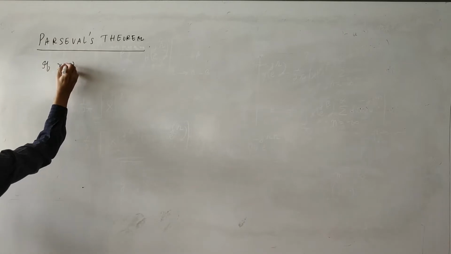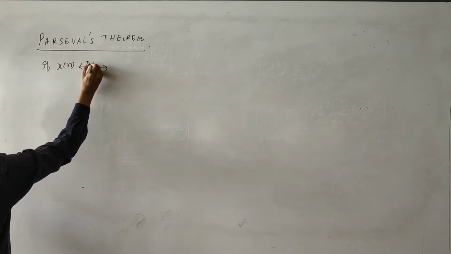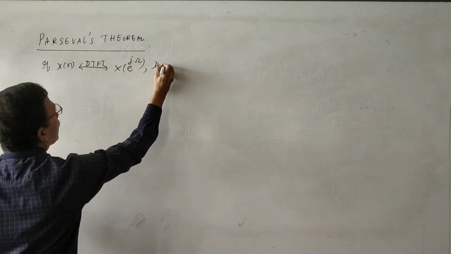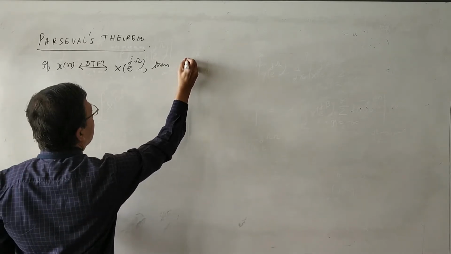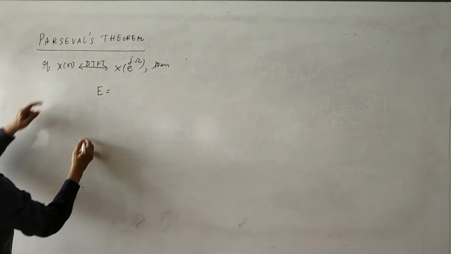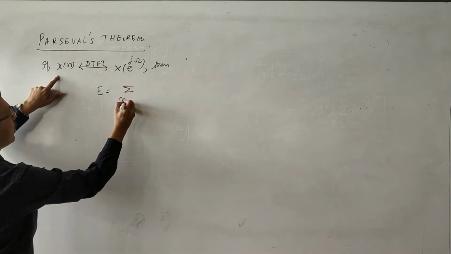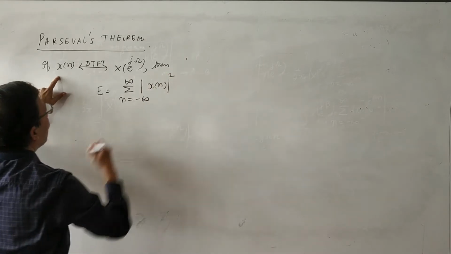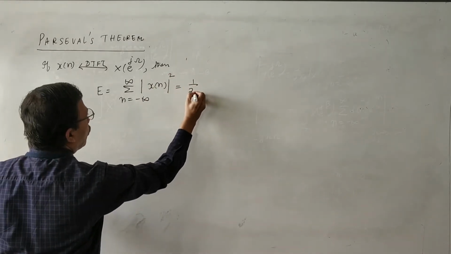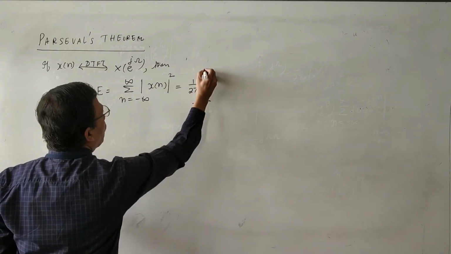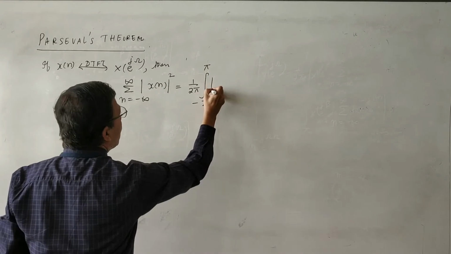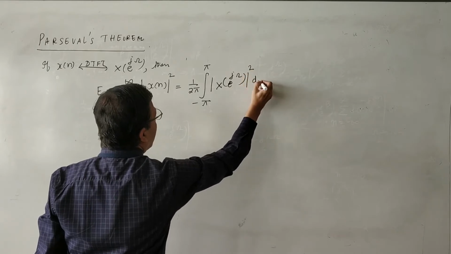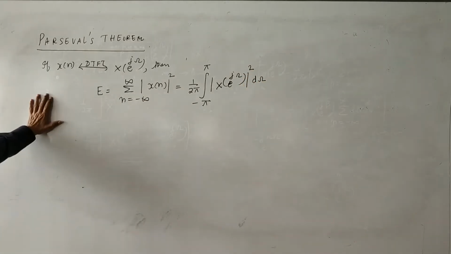If DTFT of x of n is X of e power j omega, then the energy of the signal x of n, summation n equals minus infinity to plus infinity, magnitude of x of n whole square, equals 1 by 2 pi integration from minus pi to plus pi modulus of X of e power j omega whole square d omega. What is the implication of this theorem?